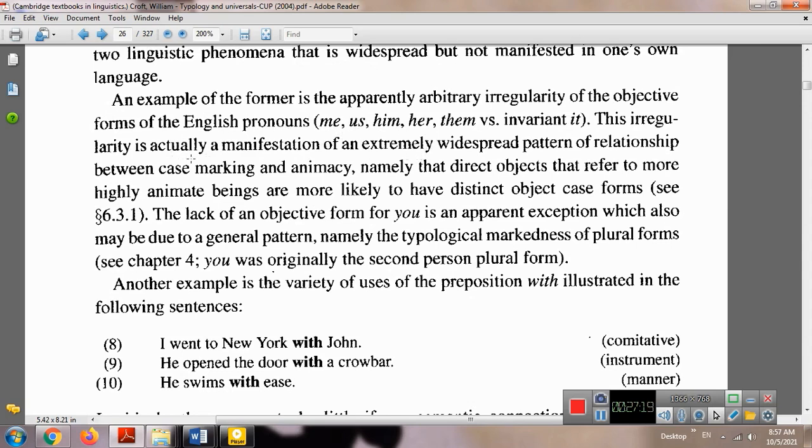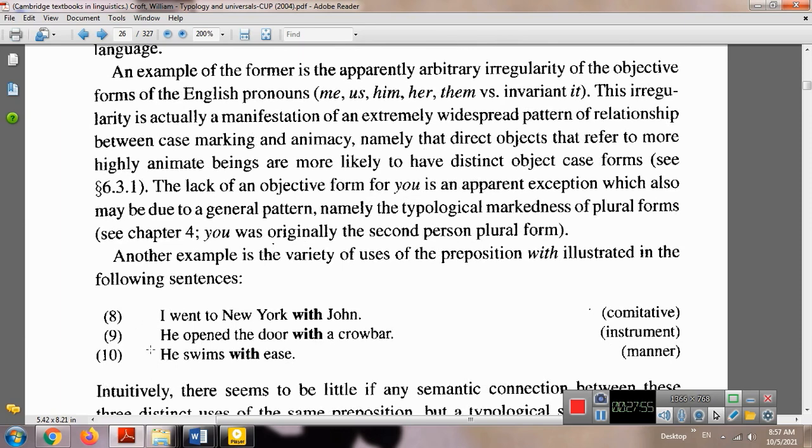This irregularity is actually a manifestation of an extremely widespread pattern of relationship between case marking and animacy, namely that direct objects that refer to more highly animate beings are more likely to have distinct object case forms. The lack of an objective form for you is an apparent exception, which is maybe due to a general pattern, namely the typological markedness of plural forms.